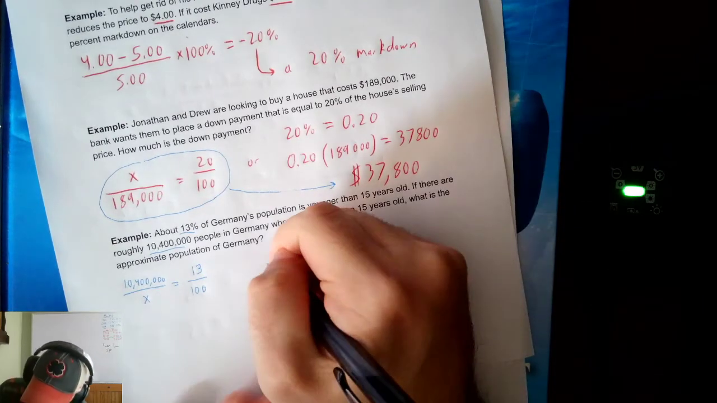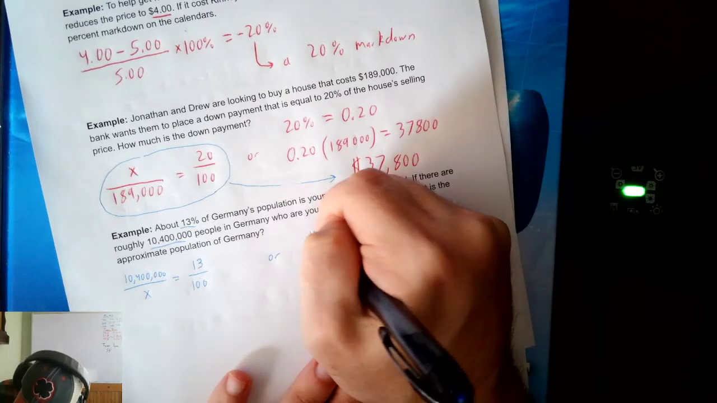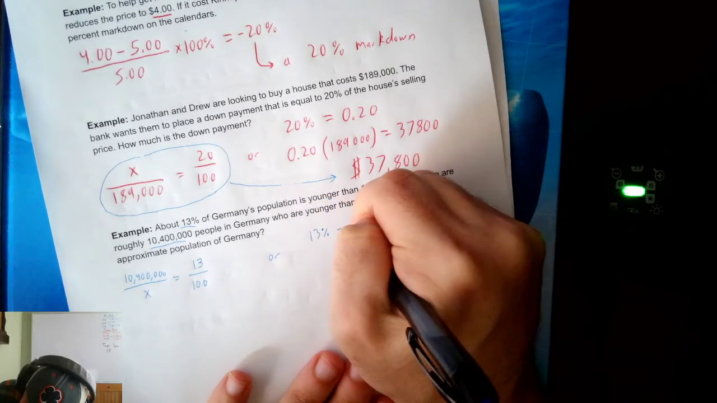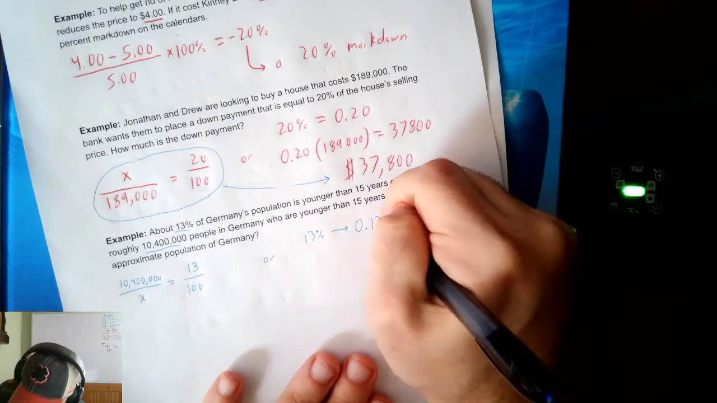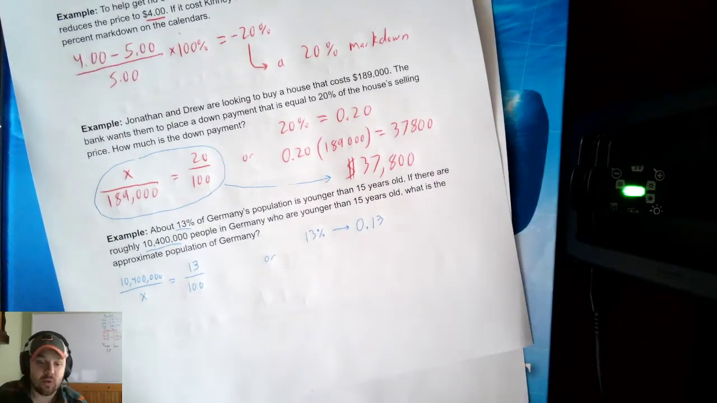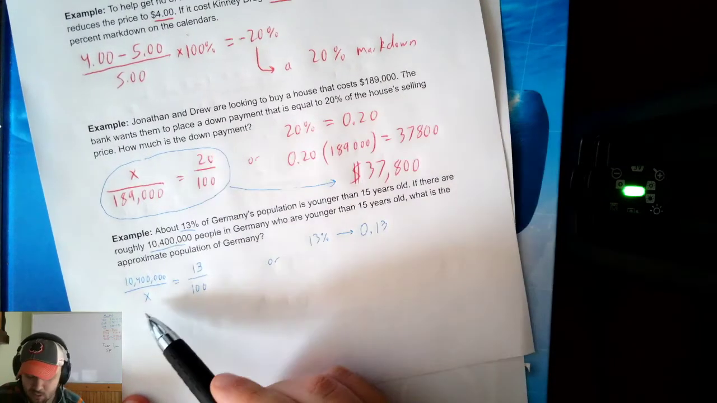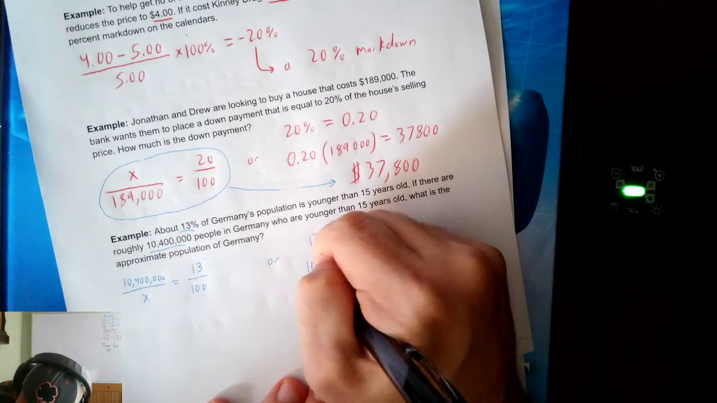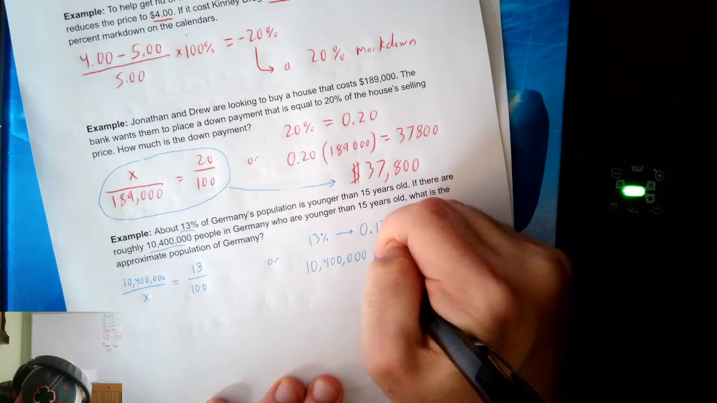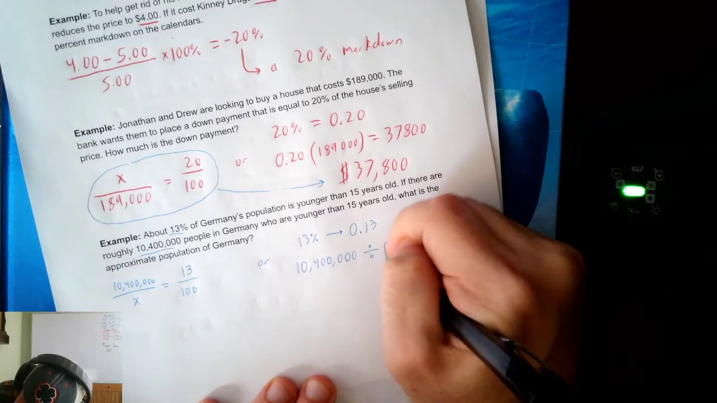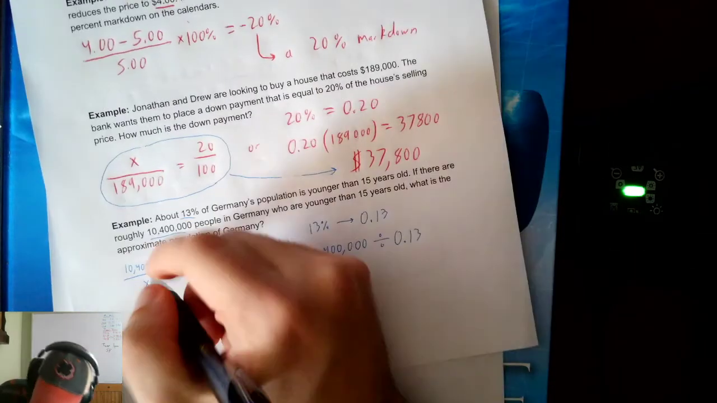Now, if you're comfortable with the percentages, 13% corresponds to 0.13 as a decimal. However, this question is flipped. Notice in this one the x was on top, in this one the x is on bottom. To get my answer here, I would take the 10 million value and divide it by 0.13 to get my answer. Now let's do the cross multiplication and see what we get.